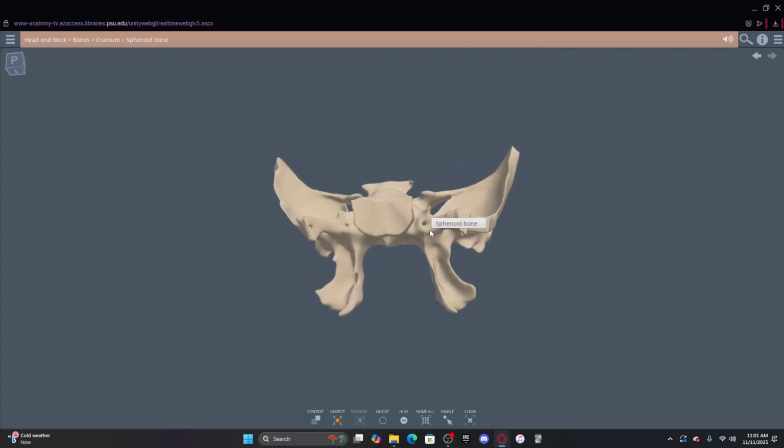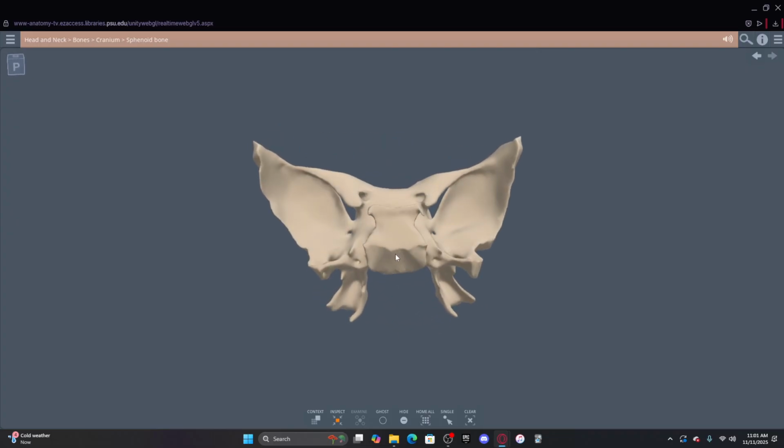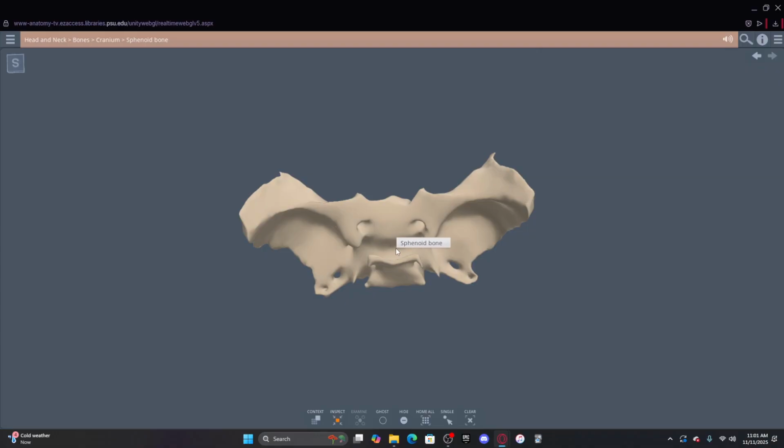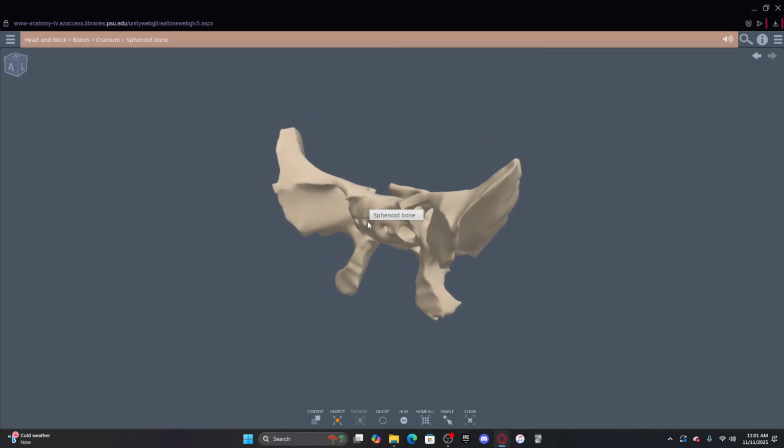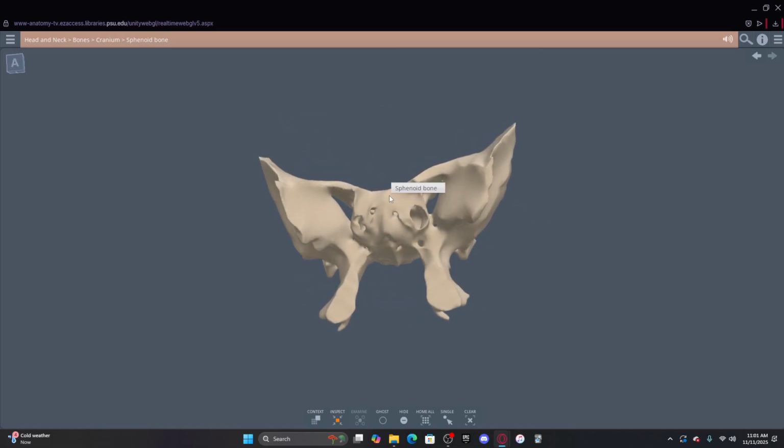And remind yourself, right here, there's a region called the hypophyseal fossa, which is where the pituitary gland is going to sit, and it's going to be connected to the infundibulum and the hypothalamus, and we'll go over that later. But I just want to show you the sphenoid bone and point out a structure that we're going to be looking at shortly.